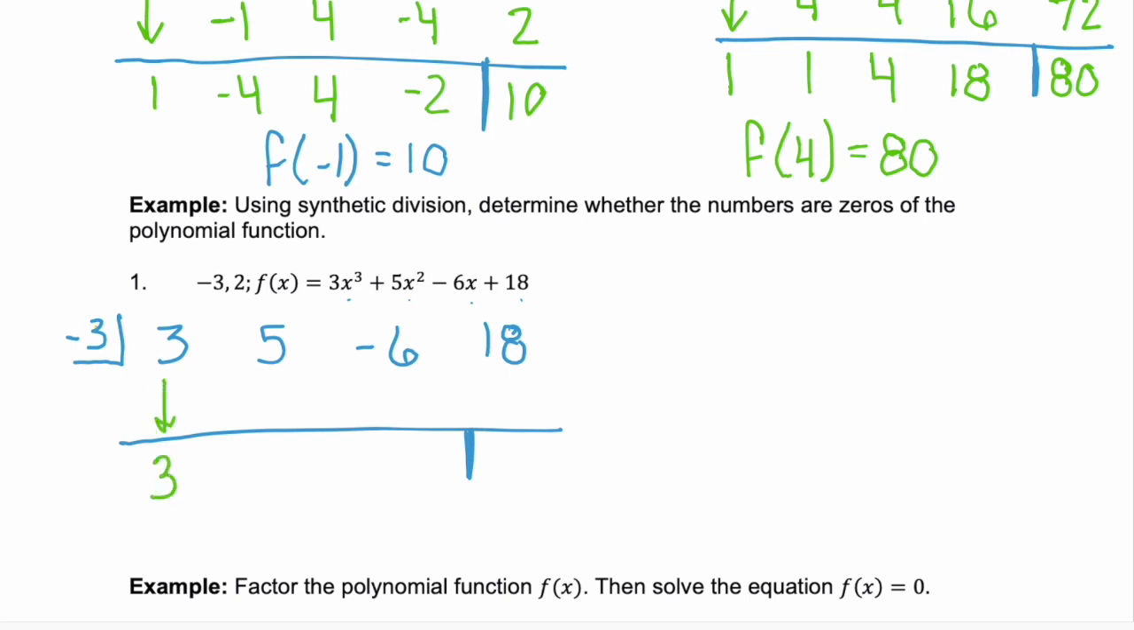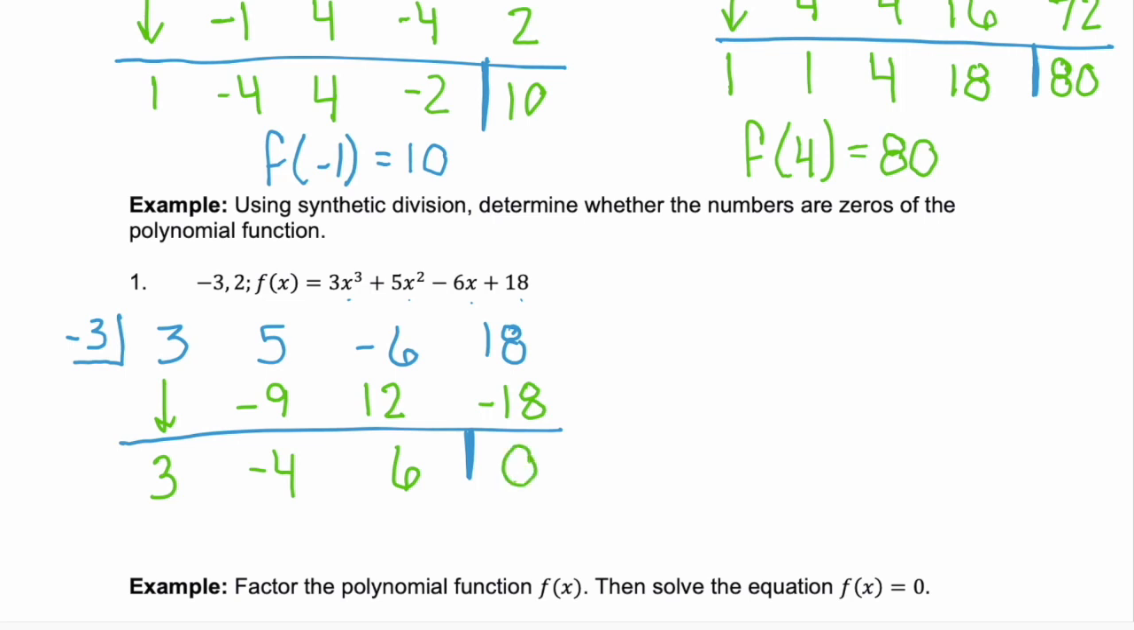Then we multiply it by the divisor, gives us -9. Add it to the 5, we get -4. Multiply it with the divisor to get a 12. Add vertically to get a 6. Multiplied by the divisor to get -18. Add vertically, and we get a 0.